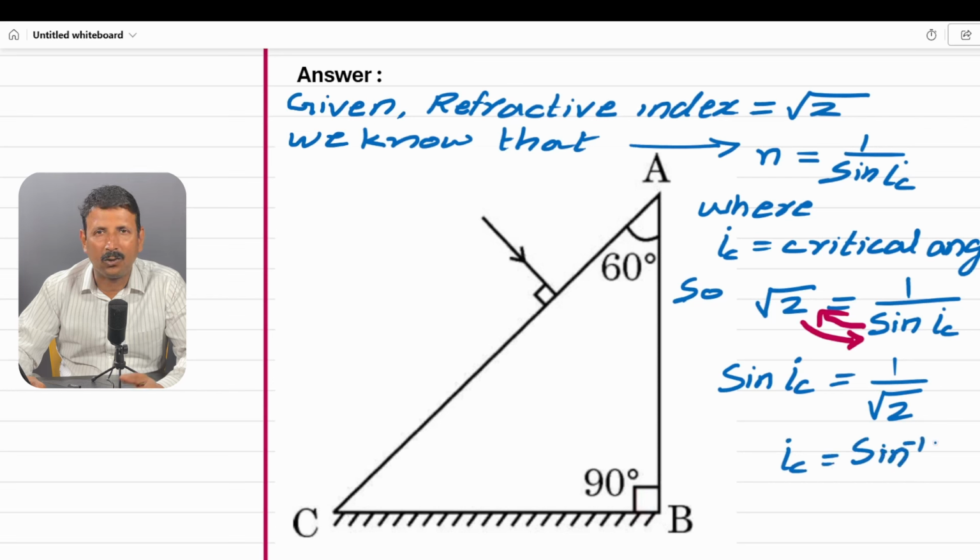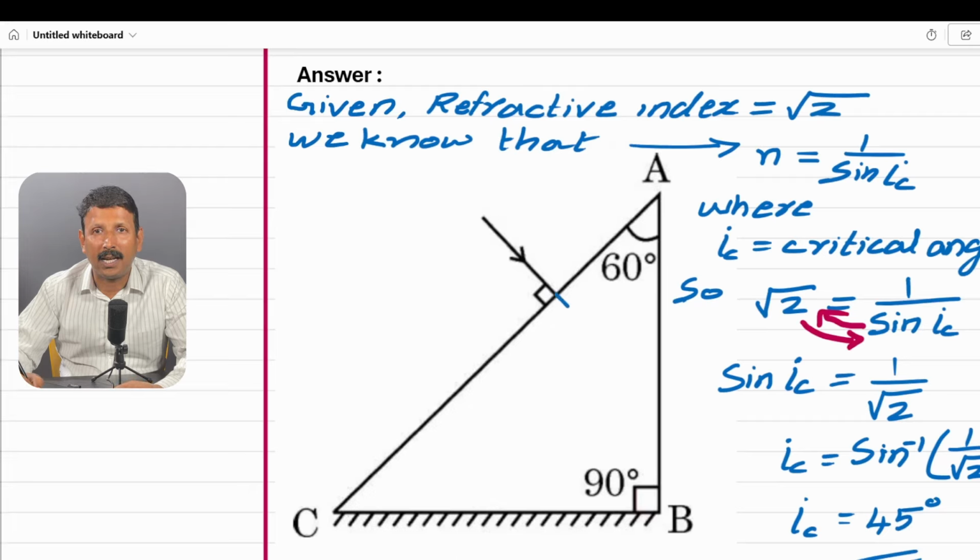Then the critical angle IC is equal to, usually we take sine inverse, right? Sine inverse of 1 by square root 2. Try to remember which value of sine gives 1 by root 2. That is 45. So the critical angle found here, IC, is equal to 45 degree.